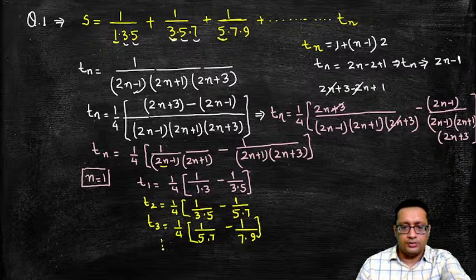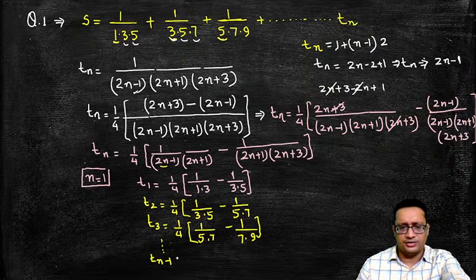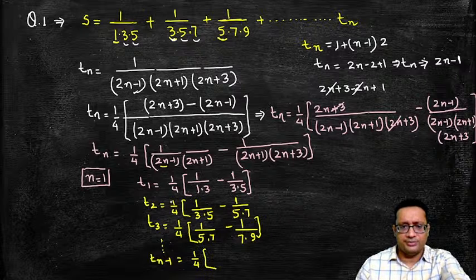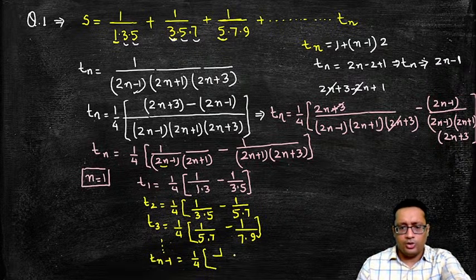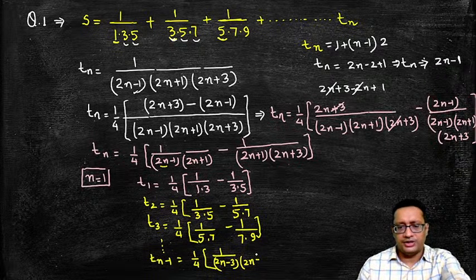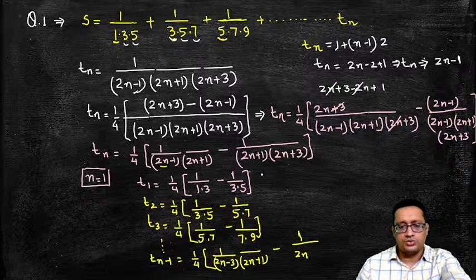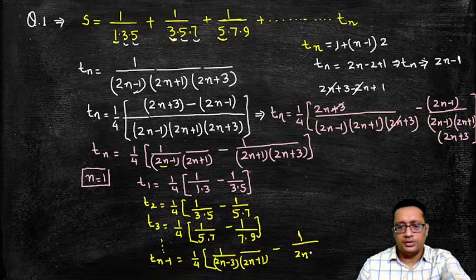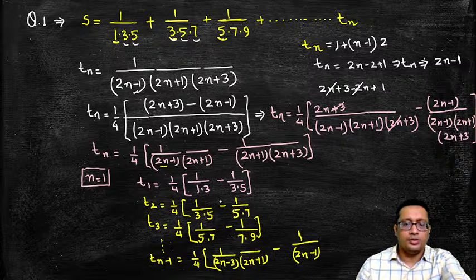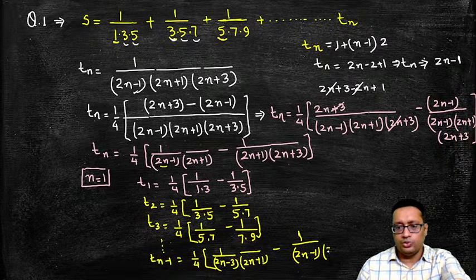Dotted. Last term I am writing Tn minus 1. Let me write it. It becomes 1 by 4. Now I am placing n minus 1 here. So what you will get? 1 upon 2n minus 3, 2n plus 1 minus 1 upon 2n minus 2. So this becomes 2n minus 1. See here, n minus 1 I am placing. Here also n minus 1, 3 it becomes. And this becomes 2n plus 1.